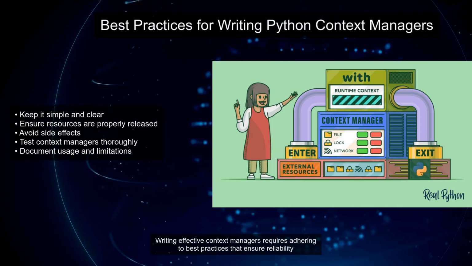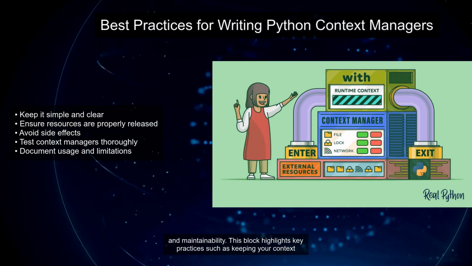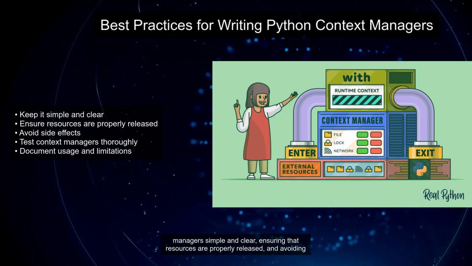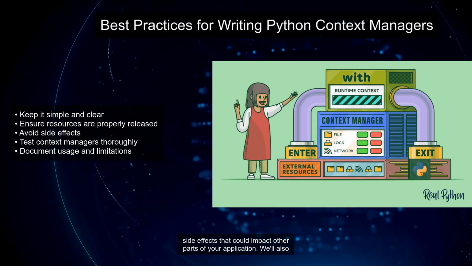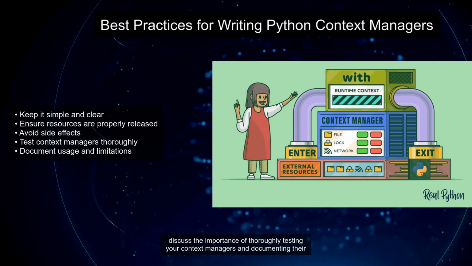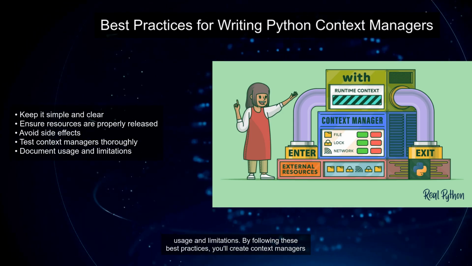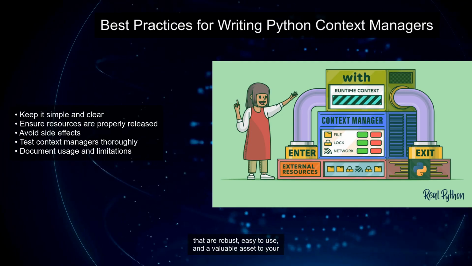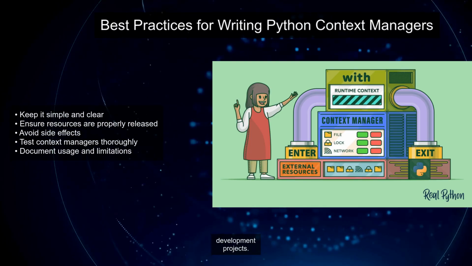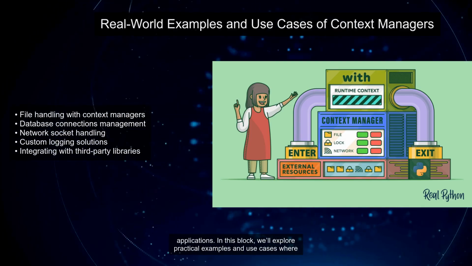Writing effective context managers requires adhering to best practices that ensure reliability and maintainability. This block highlights key practices such as keeping your context managers simple and clear, ensuring that resources are properly released, and avoiding side effects that could impact other parts of your application. We'll also discuss the importance of thoroughly testing your context managers and documenting their usage and limitations. By following these best practices, you'll create context managers that are robust, easy to use, and a valuable asset to your development projects.